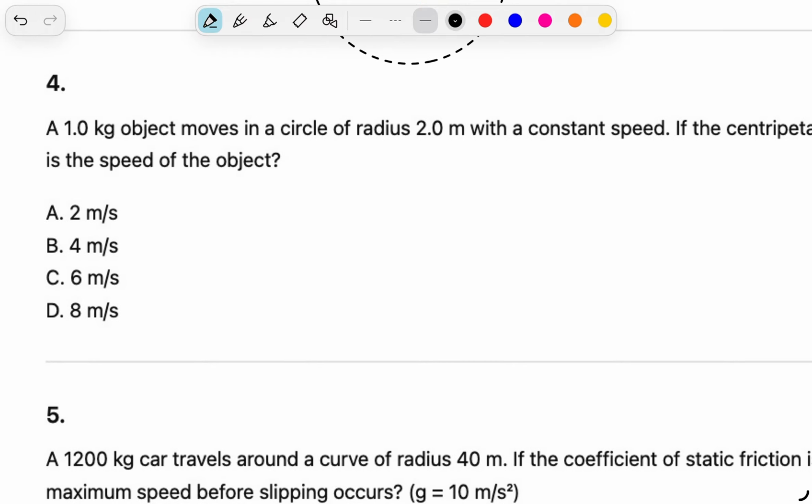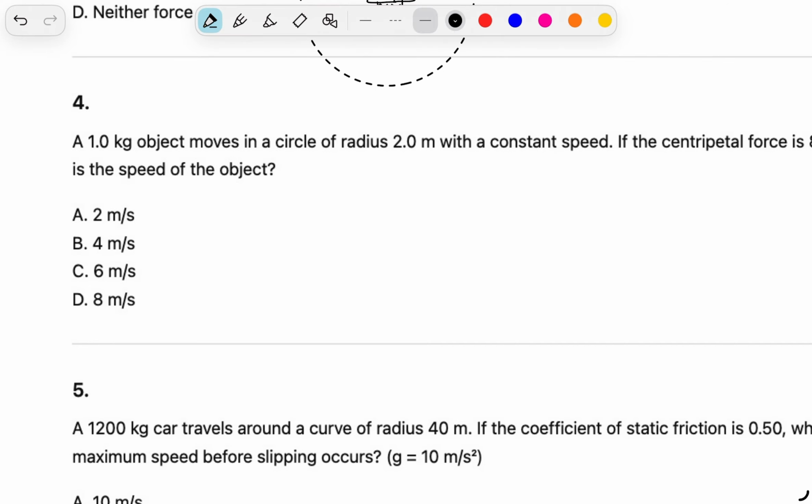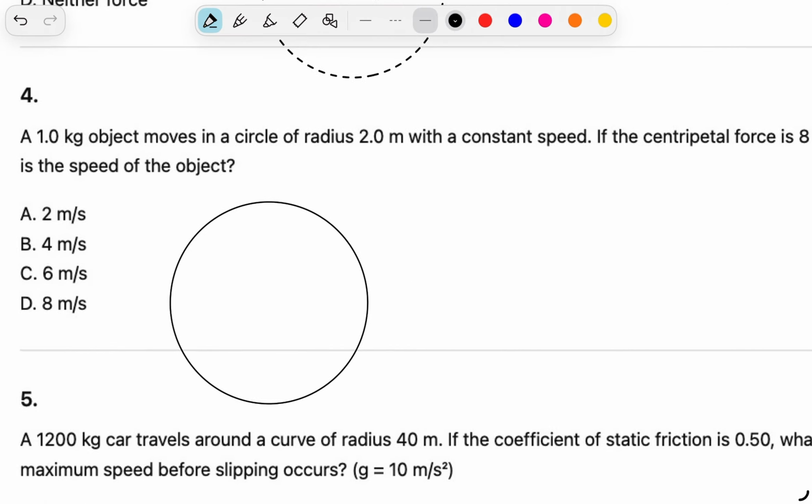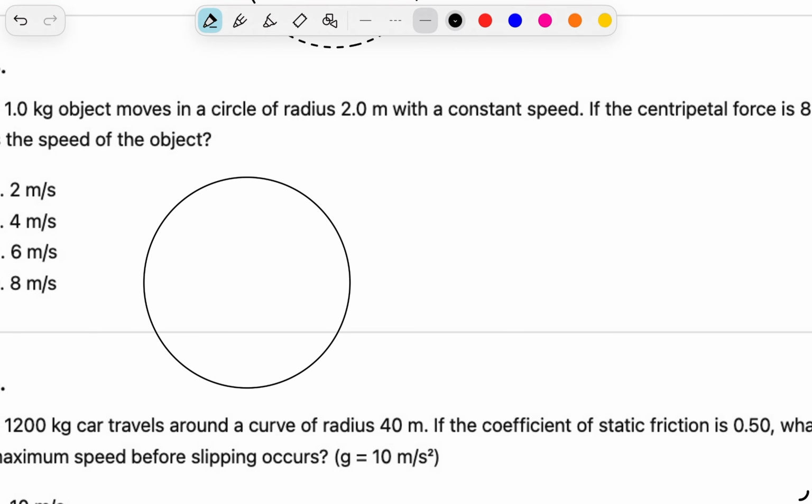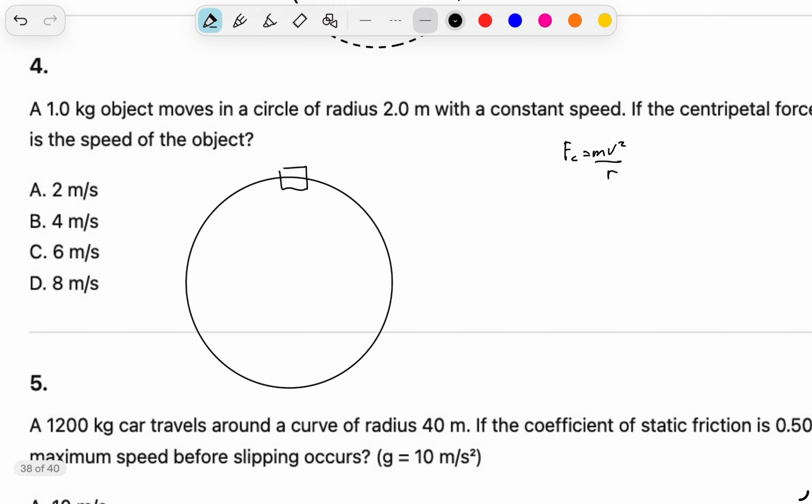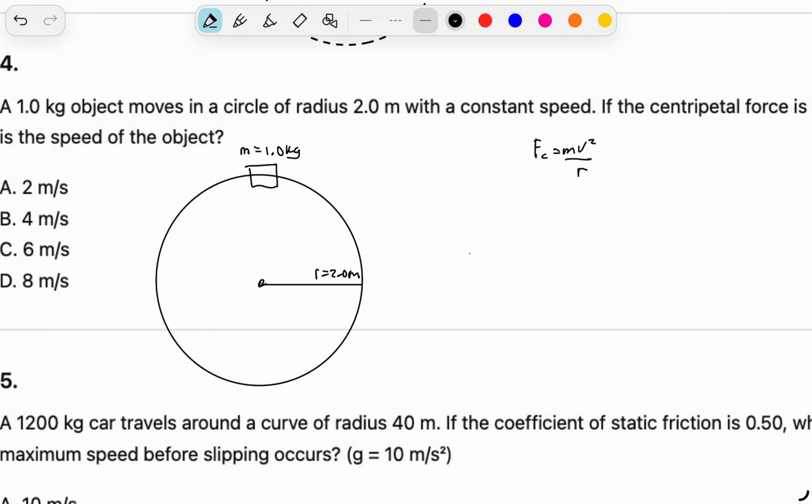A 1.0 kilogram object moves in a circle of radius 2.0 meters at a constant speed. If the centripetal force is 8 newtons, what is the speed of the object? Fc is equal to mv squared over r. So we can use this to figure it out. This object is 1.0 kilograms, and its radius is 2.0 meters. And we have a constant speed, v is something that's constant.